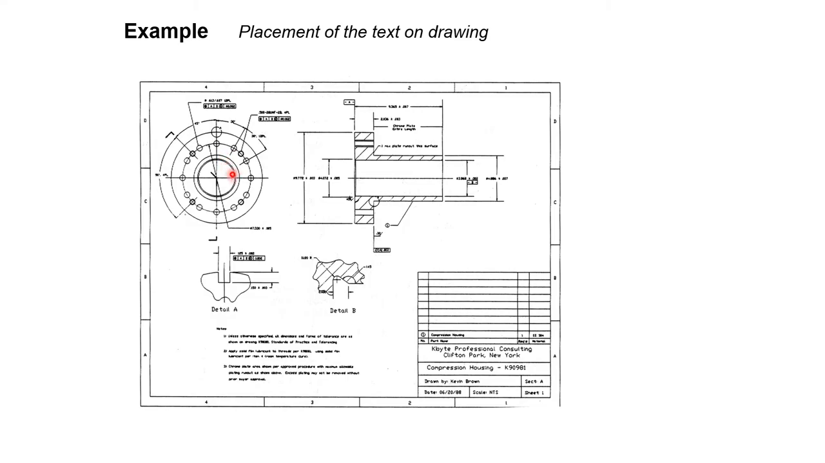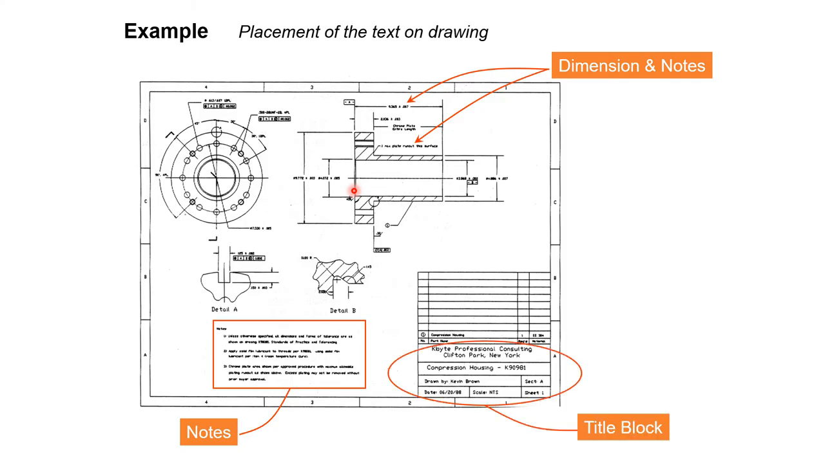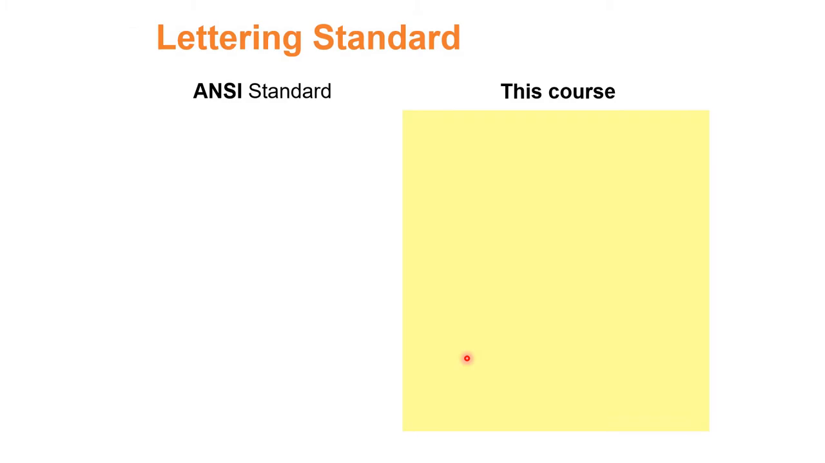Here you can see both things are present, graphics language and word language. Both are needed here: notes, title block, object features. You can see dimensions and notes. These are all done by lettering. For writing these letters, you should have proper skills, and there is a set of rules. That's why there is a separate topic, lettering. There are different standards available in different books: ANSI, Japanese, Australian, British standard, ISO. I am discussing ANSI.